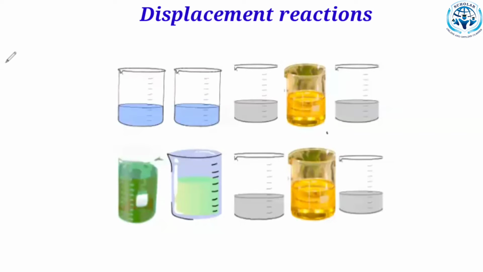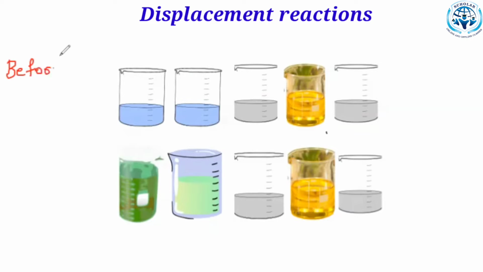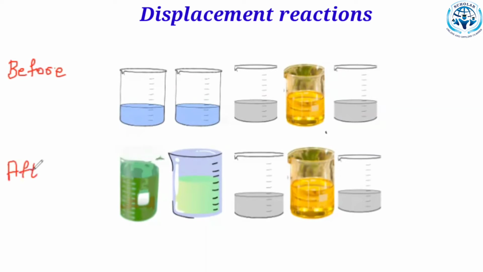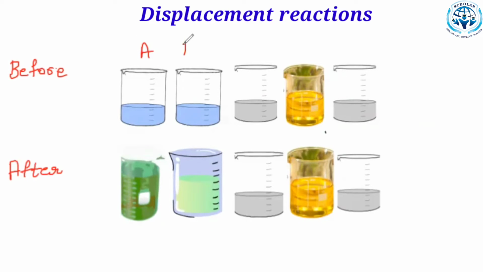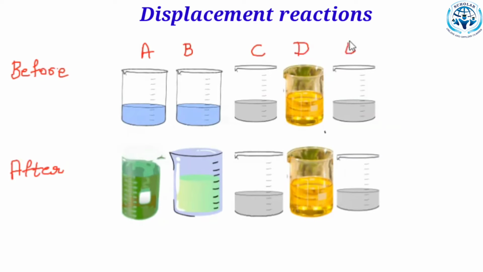You just watched a simple activity where I was changing the position of pens. This was a kind of displacement. I was doing it manually. Now let us do an experiment. Beaker A, beaker B, beaker C, D and E.